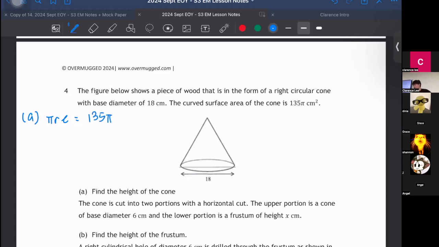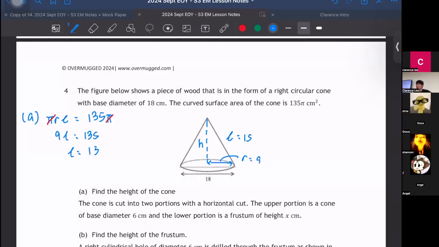So for a cone, you have to break it down into a perpendicular height, which is known as H, and the slanted height, which is known as L. So pi RL is equal to 135 pi. Cancel the pi and you will get RL. The question gave you the diameter to be 18, which means my radius has to be 9. So 9L is equal to 135. L must be equal to 15. So I have L equals 15, radius equals 9.